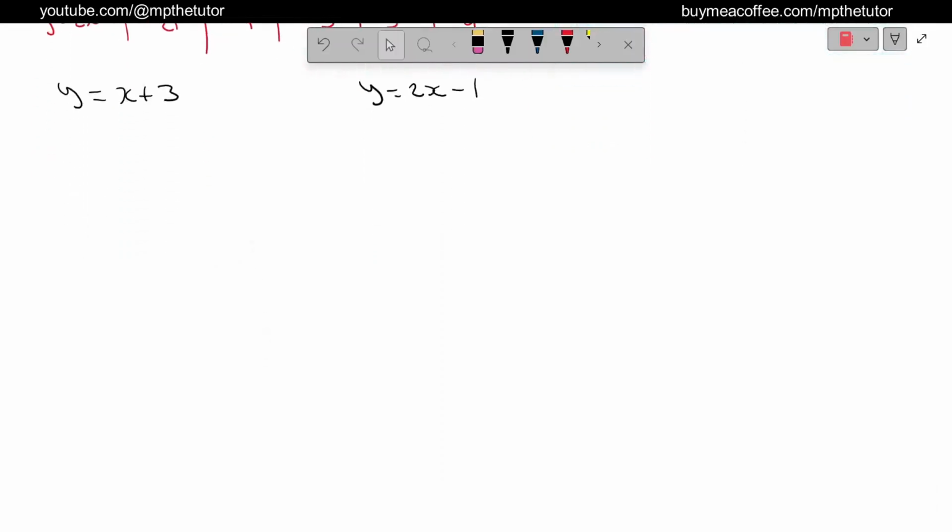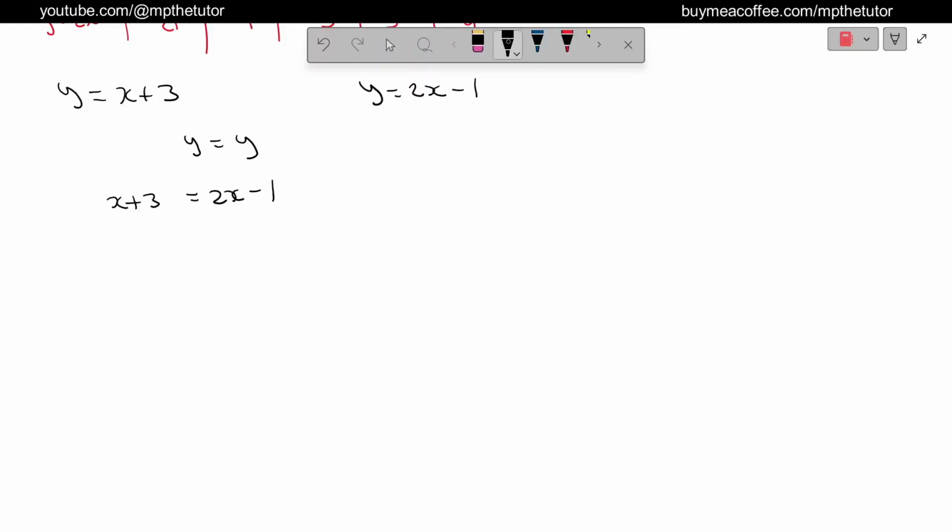Now, if we were to solve these linear simultaneous equations, what you could have is y equals y, or x plus 3 equals 2x minus 1. So we solve for it. What I'm doing here is solving it algebraically.